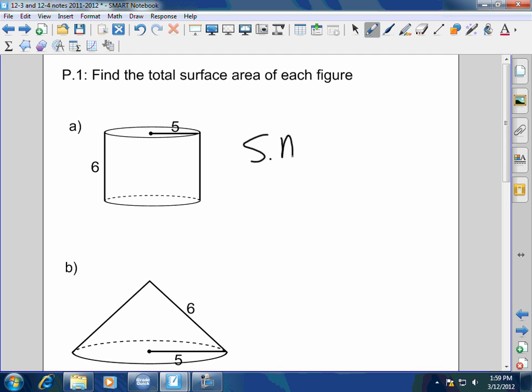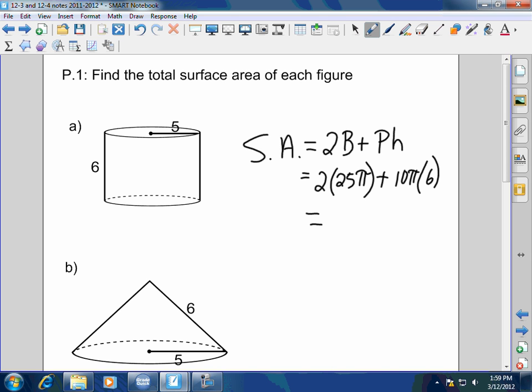Surface area, this is the surface area, it's just like a prism. 2 times base area plus base perimeter times height. Okay, so in this case it's going to be 2 times pi r squared, which is going to be 25 pi, excellent, plus base perimeter, 10 pi, times height. So in total, this is 50 pi plus 60 pi, so that's 110 pi square units. Please always put the units, please, area is always squared.